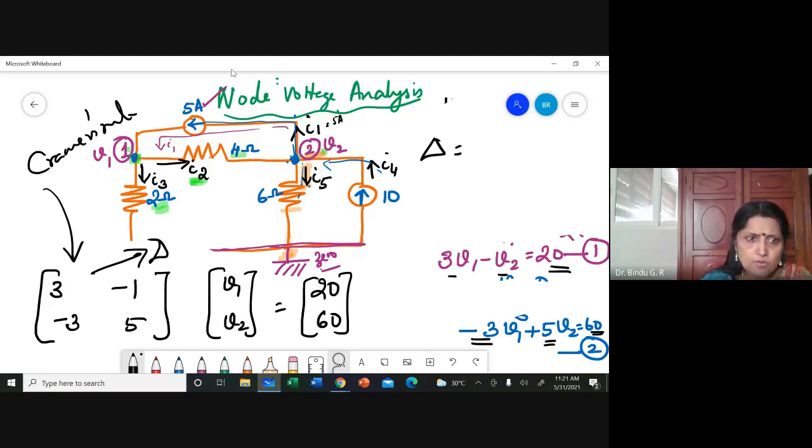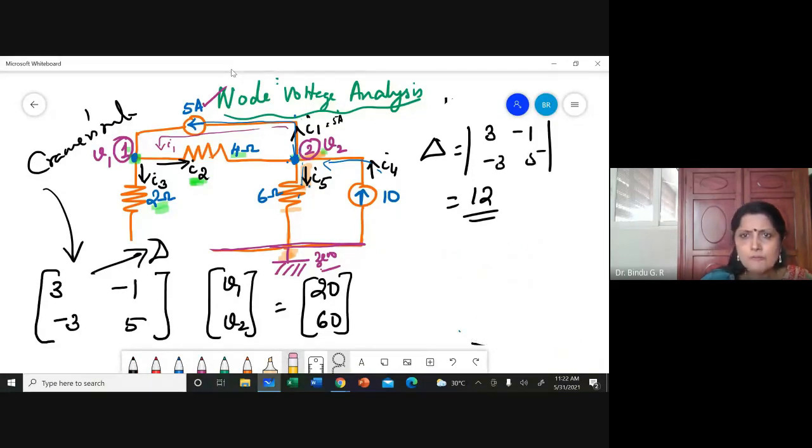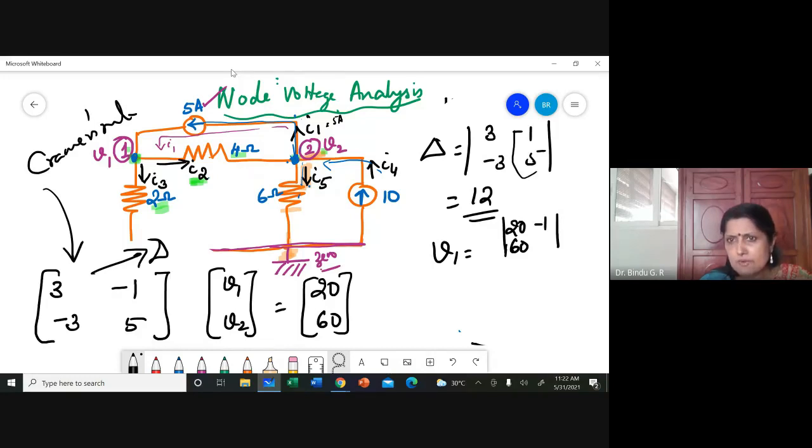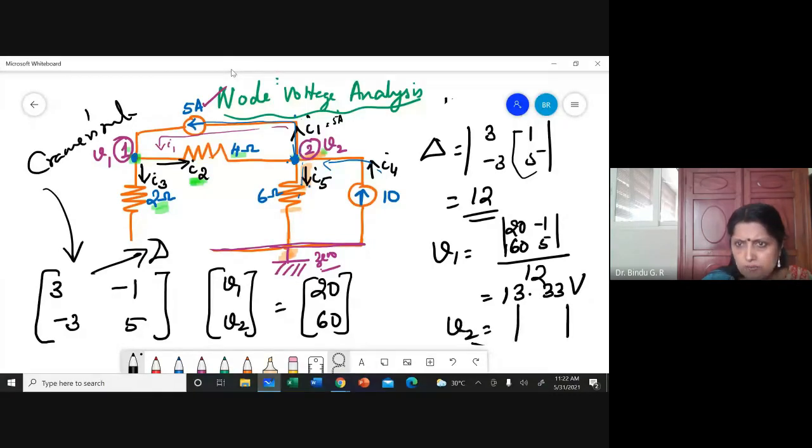Delta, as you all will know, will be 3 minus 1 minus 3, 5. That is equal to 3 into 5, 15 minus 3, 12. Delta will be 12. And then V1 will be, what you will do is this delta, it is V1. First column alone, you will write it as 20, 60. The other column remains the same, minus 1, 5, divided by 12. That you will get as per the calculations as 13.33 volt.